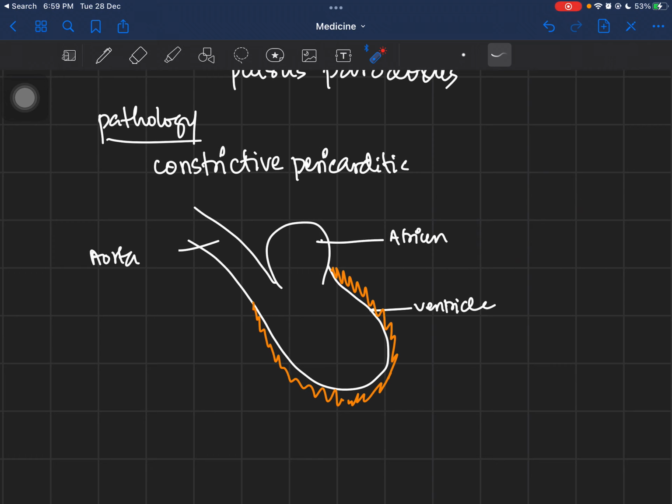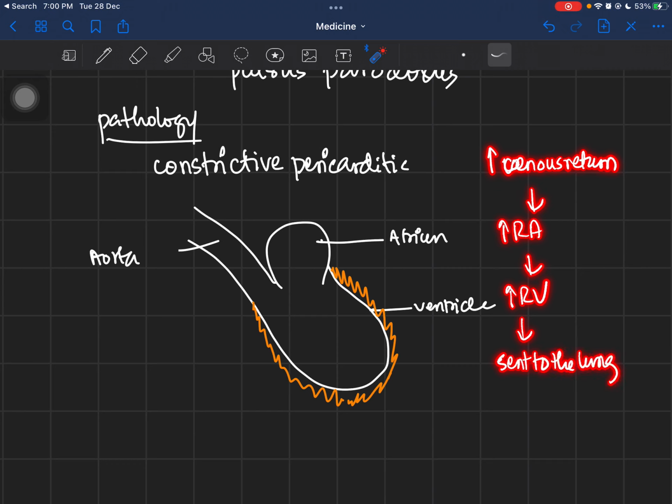For that, we need to understand another normal phenomenon. Whenever we inspire, there is an increase in the venous return. As there is an increase in the venous return, the right atrium will fill up more, the right ventricle will fill up, and all of this blood will be sent to the lungs. But during inspiration, we are increasing the lung volume. So the lung parenchyma also expands, and the lung now has a capacity of accommodating more volume of blood.